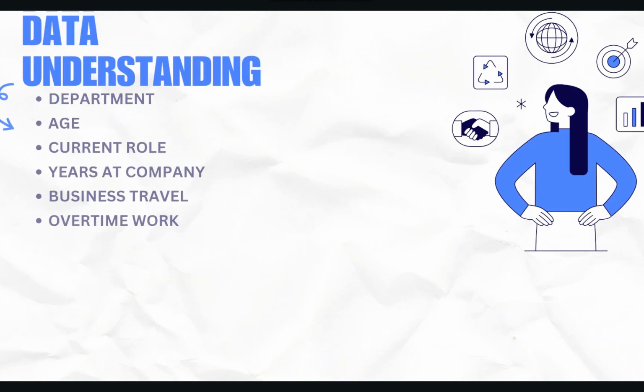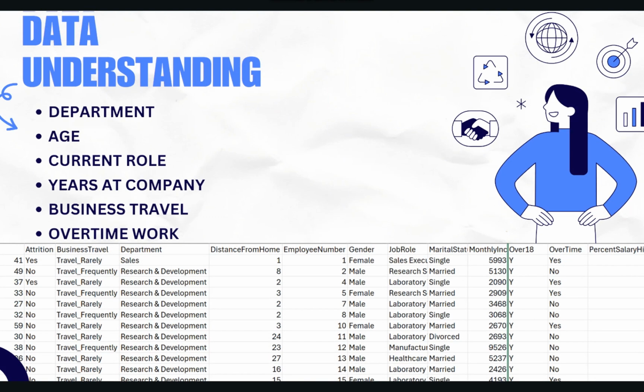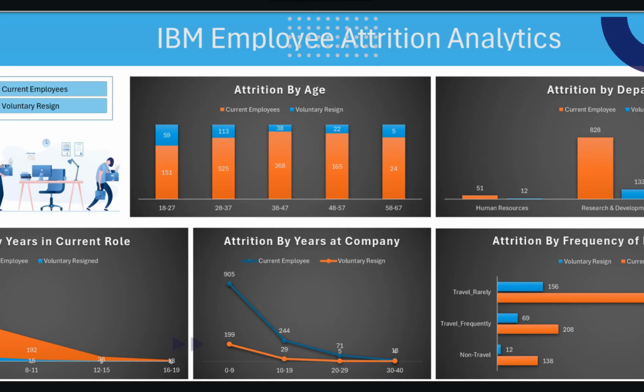So I have decided to move ahead with some columns that I have mentioned on the screen, as I'm going to analyze who are those employees who are leaving the company based on the company department they belong to and which age group they belong to. Then the next one is when do the employees leave this company based on the years at company and business travel. And finally, I want to check why the employees leave the company based on the overtime work. So we will try to make this dashboard.